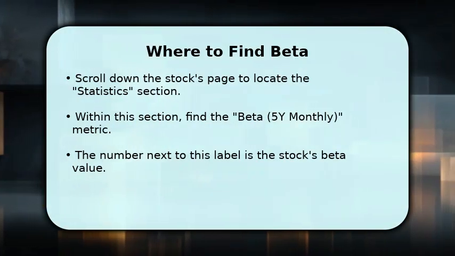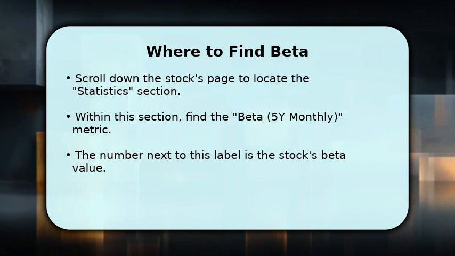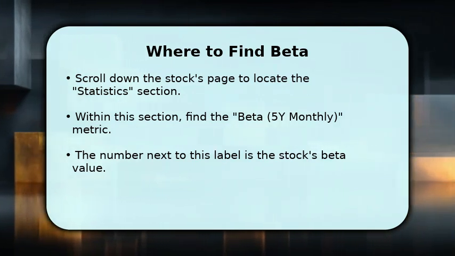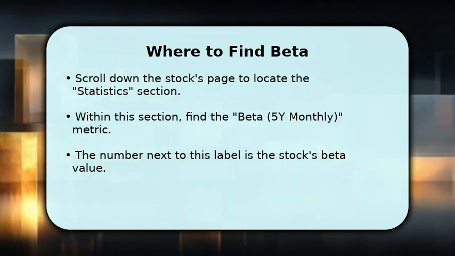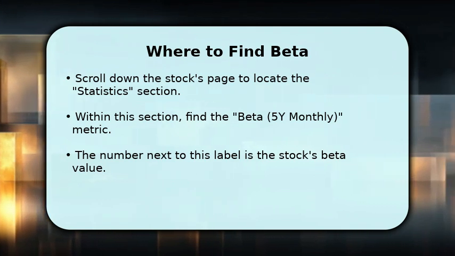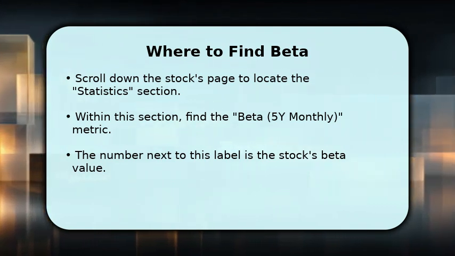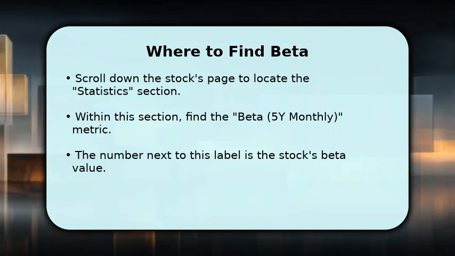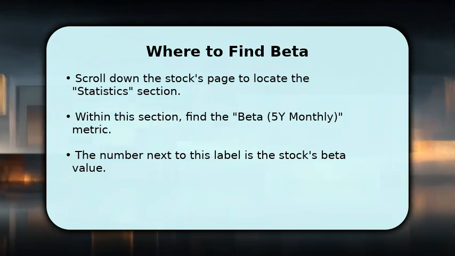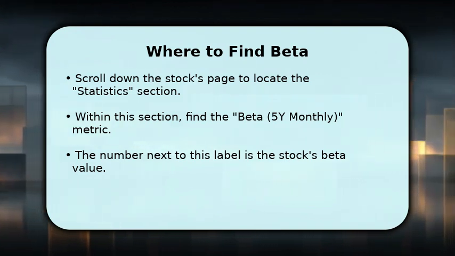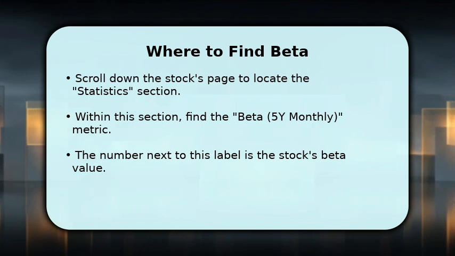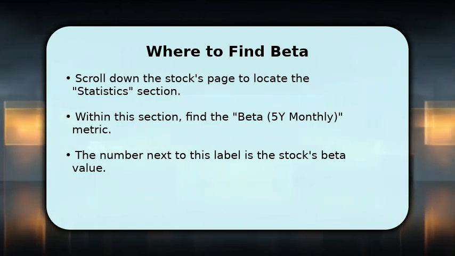Now that you are on the stock's page, scroll down a bit until you find the section labeled Statistics. This area contains a wealth of financial data. Look carefully within this section for a line item called Beta 5-Year Monthly. The numerical value displayed right next to this label is the beta you are looking for. It represents the stock's historical volatility over a 5-year period, calculated monthly.